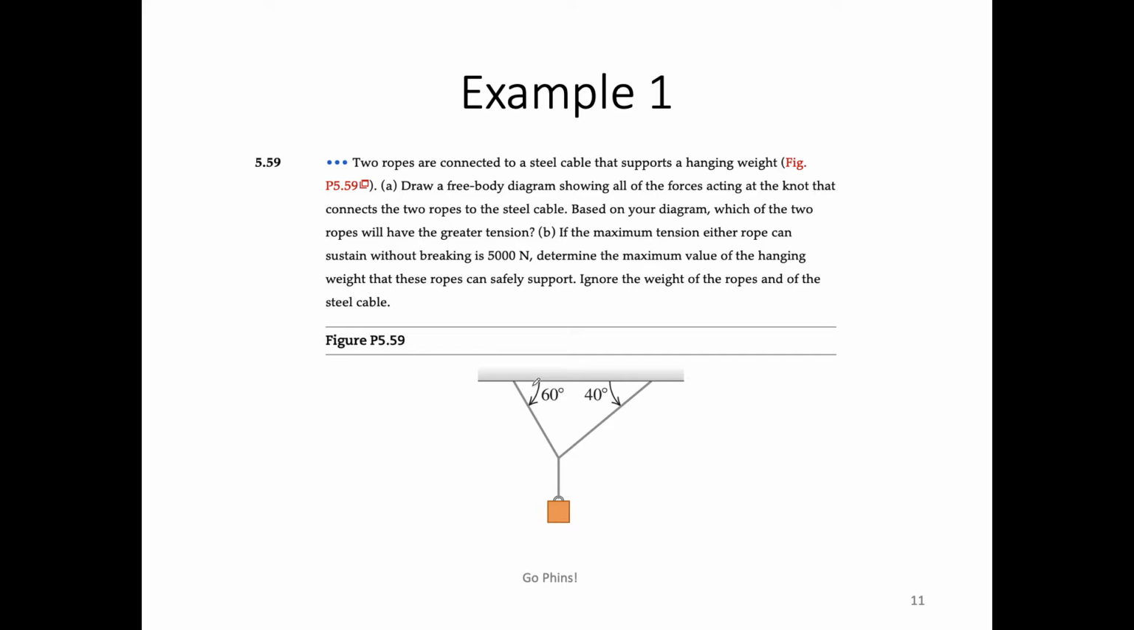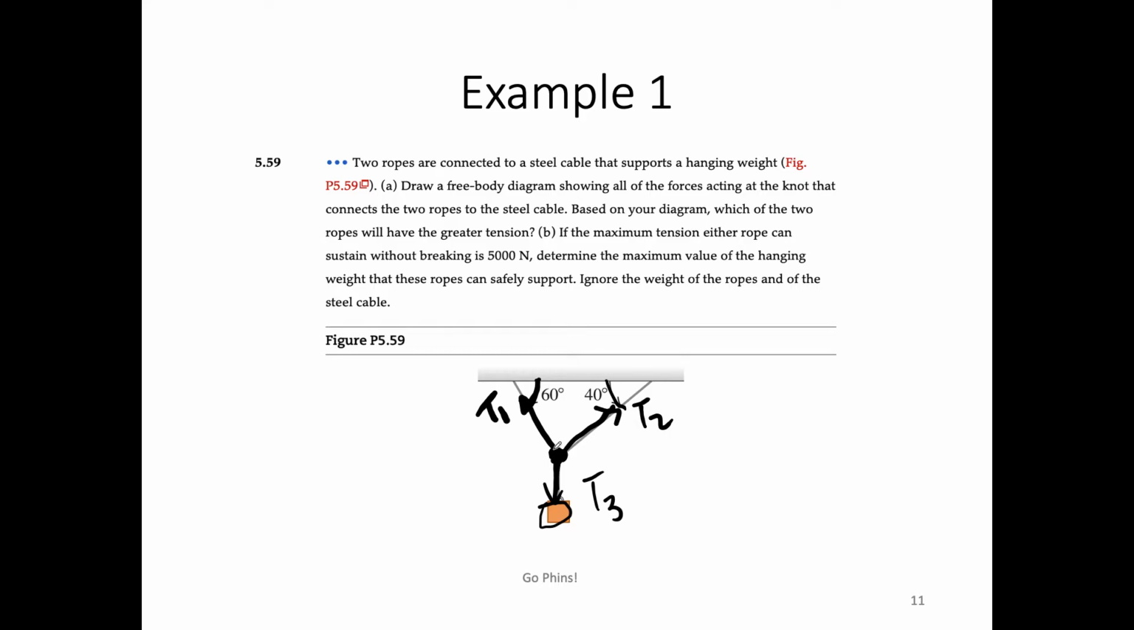We have two ropes joined here, and then we have a third rope hanging a weight. We know this angle is 60, this angle is 40. And first, we have to draw a free body diagram for the knot. So there should be three forces, right? Let me call this one T1, this one T2, this one T3. So those are all three forces acting on the knot.